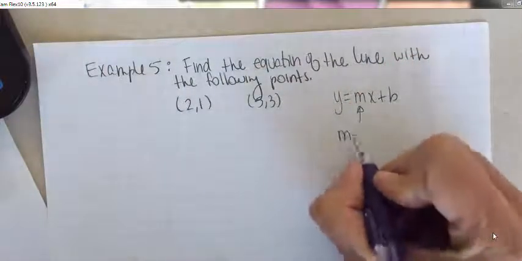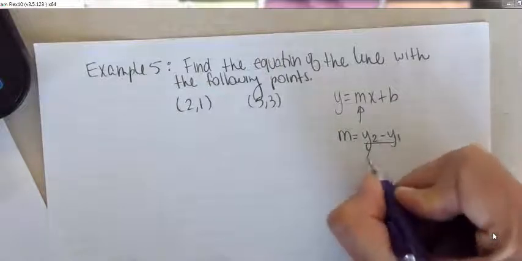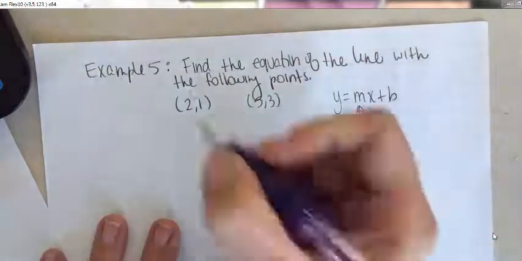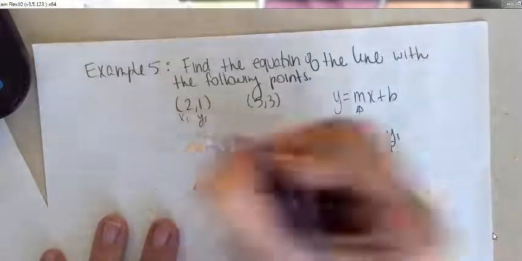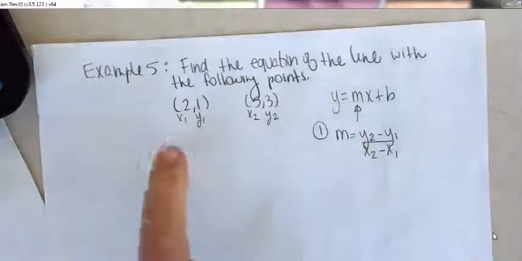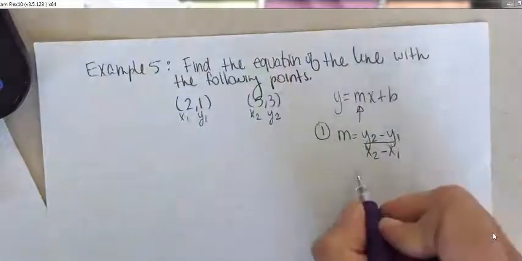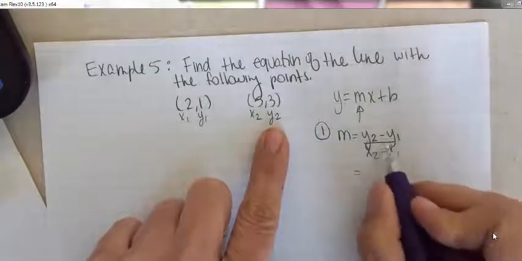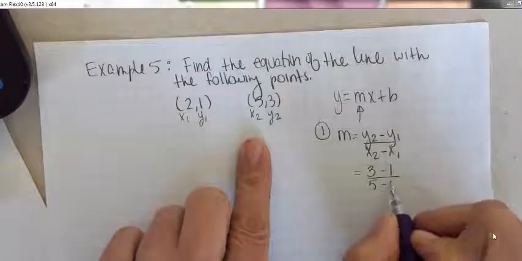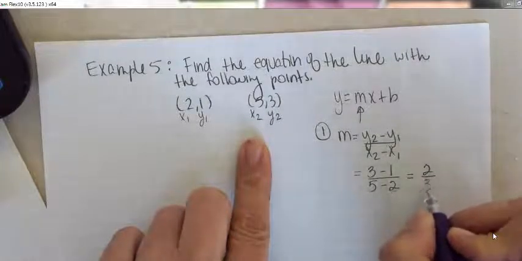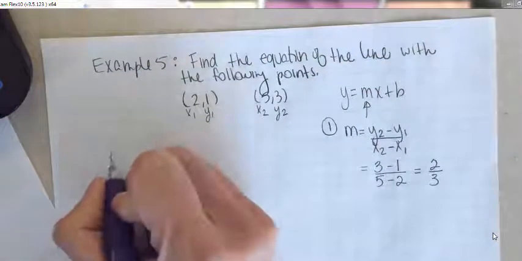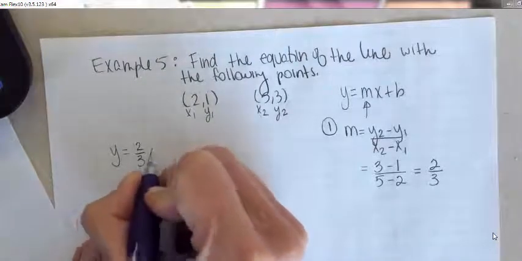And remember, slope is y2 minus y1 over x2 minus x1. So this is your first step. Always find this first. In order to do that, I'm going to have to call this my first point and this my second point. Doesn't matter. You can call the first one your second point. We're going to plug it into the formula here. I want my change in my y's, so 3 minus 1, over my change in my x's, or 5 minus 2. This gives me 2 over 3. So I've got a slope of 2/3. Now I'm going to plug it in. So now I've got y equals 2/3 x plus b.